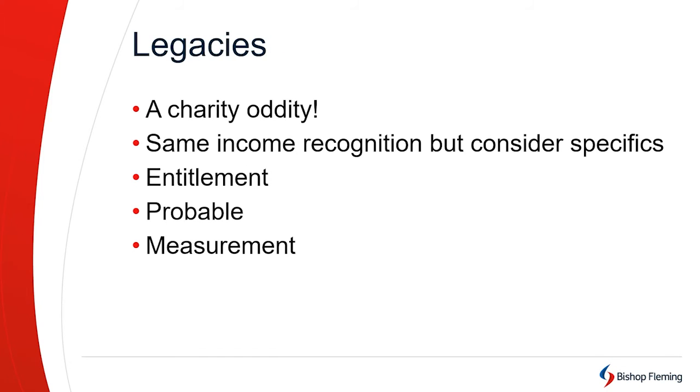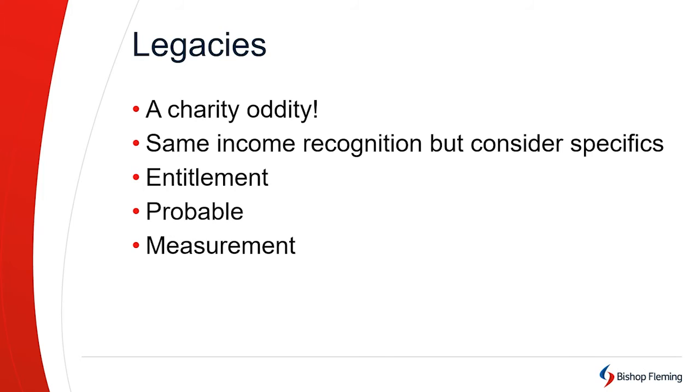Legacies are obviously unique to charities. Companies don't often get legacies from generous donors, but legacies can be even more, I would say, painful to account for, to be honest, because of how they can come in and how charities can be notified of them. So generally, it is the same principles which apply. We're still recognising income when you've got entitlement, it's probable, and you can measure it. But that is so much more complicated when it does come to charities, because of how legacies are received.